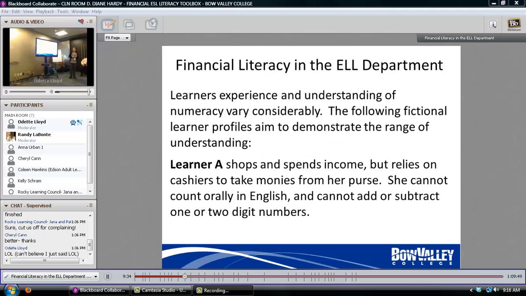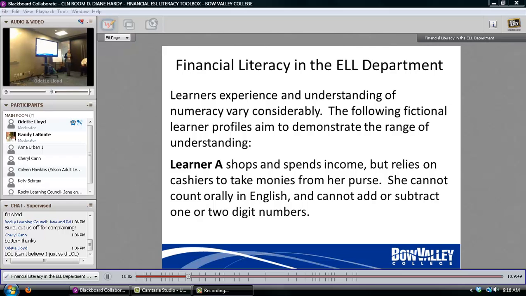So in our department, as I said to you, the experience and the range of understanding around numeracy and financial literacy varies considerably. And it's a bit of a daunting task because we're trying to embed financial literacy and recognize the difference in the skills and abilities that learners have. So just to give you a bit of a profile, and this is a fictional composite profile.